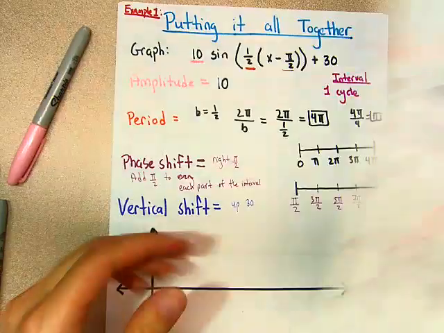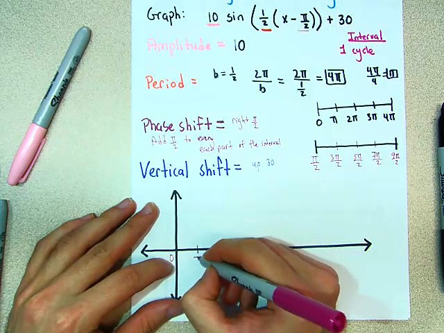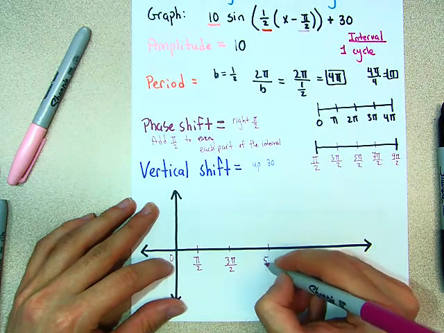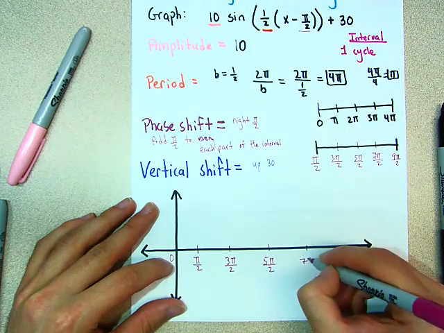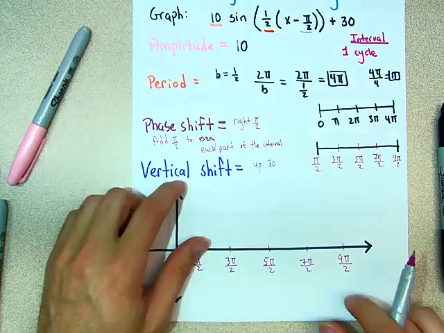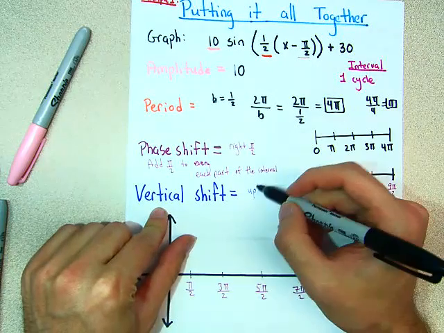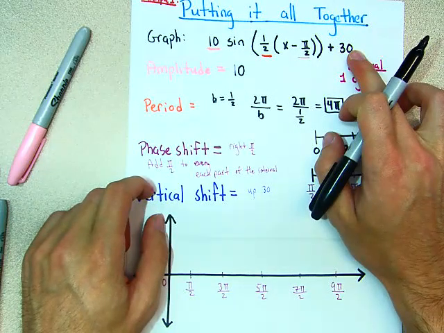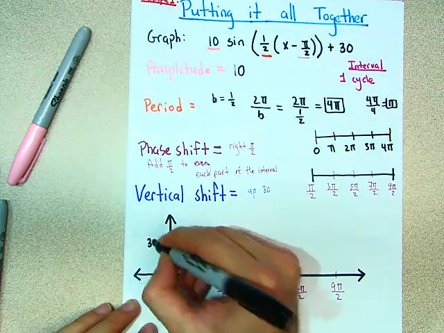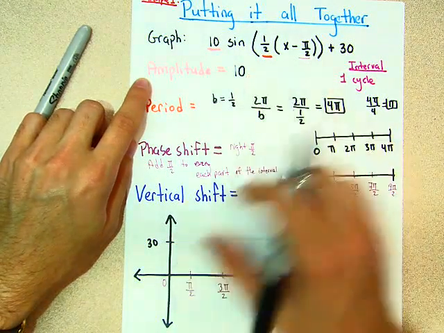So once we graph this over here, if this is 0, we're not going to even touch 0. This is pi over 2. This is 3 pi over 2. This is 5 pi over 2. 7 pi over 2. And 9 pi over 2. So here, what else also has to happen? Remember, we have a vertical shift of up 30. So if I have a vertical shift of up 30, let's say this is my 30 over here. Right? Remember, the amplitude is 10. And this is the first time that we're really doing this.